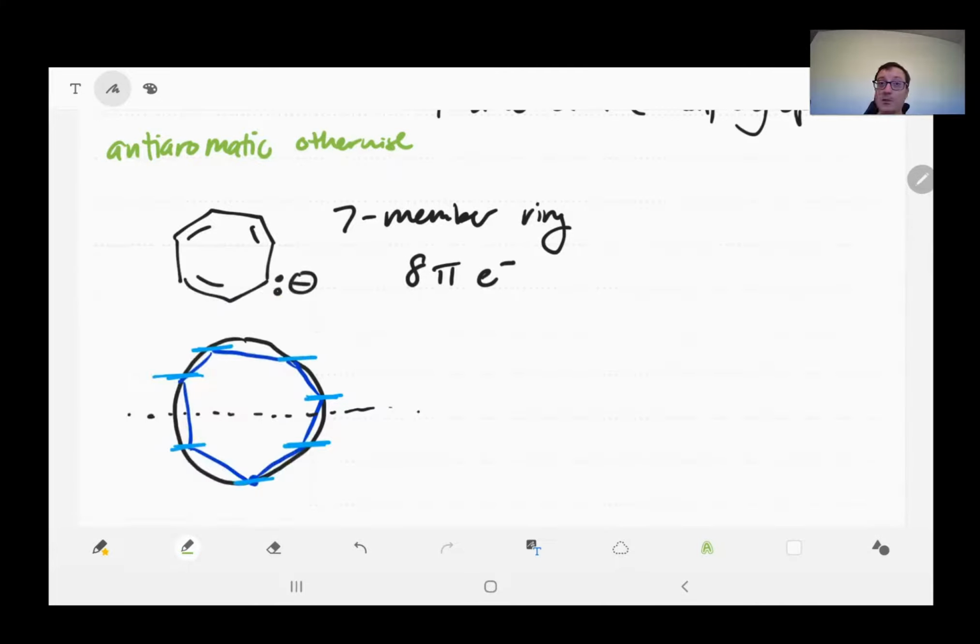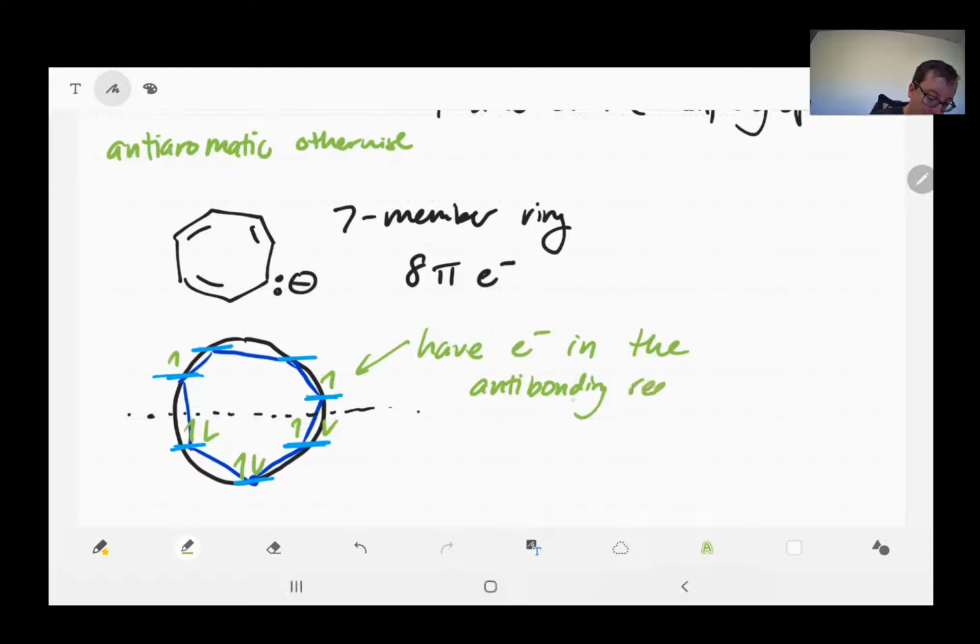And so we have 8 pi electrons to put in here. 1, 2, 3, 4, 5, 6, 7. These should be degenerate. I'm just terrible at drawing, but ideally those would be degenerate orbitals. And so we see here we have something in the anti side of this molecule, which means it's going to be anti-aromatic. We have electrons in the anti-bonding region. Or we could have just counted 8 pi electrons. That's an easier way, in my opinion, to say right away that this thing is anti-aromatic.